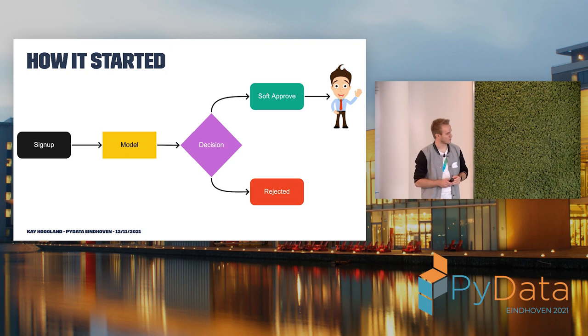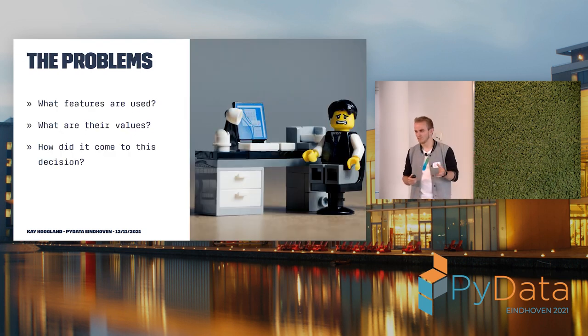How this once started was that we had a sign-up, and then there was a model afterwards that made a decision. We would soft approve them, so give a recommendation to Patrick to approve or reject them. But Patrick didn't really like this. He didn't understand, just like the JP Morgan use case, the example. The problems came down to this: what features are actually used in your model? What are their values? And how did it actually come to this prediction? Because you're giving me a recommendation now to reject someone or to approve someone, but where is this coming from? Can you explain why?